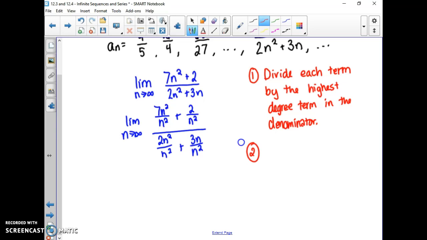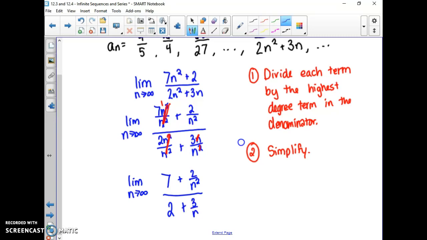So for number 2, or step 2, we are going to simplify. So we will say the limit as n approaches infinity of the n squareds will cancel right here. So we'll just have 7 plus 2 over n squared, over the n squareds will cancel here. So we'll have 2. And then one of these n's will cancel in this term 3n over n squared. So this n will cancel with one of the n's here. So that will give us 3 over n.